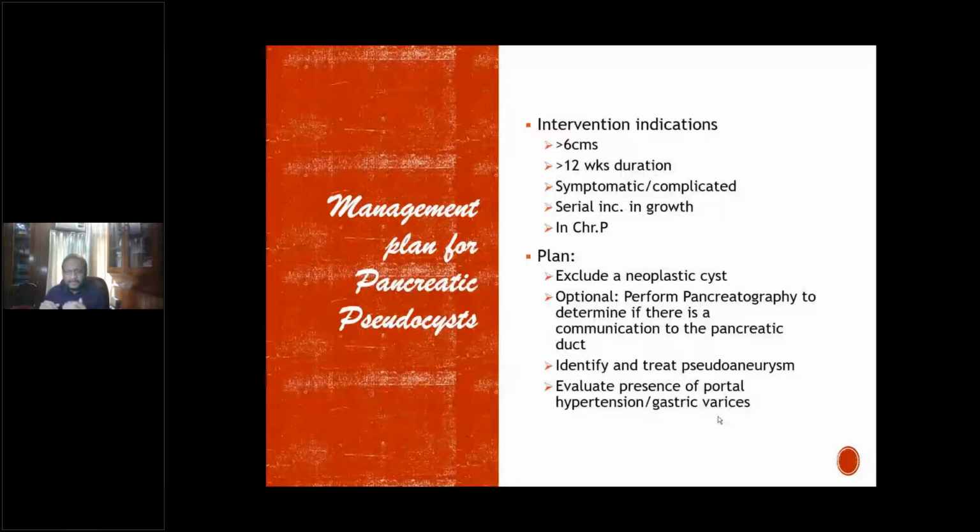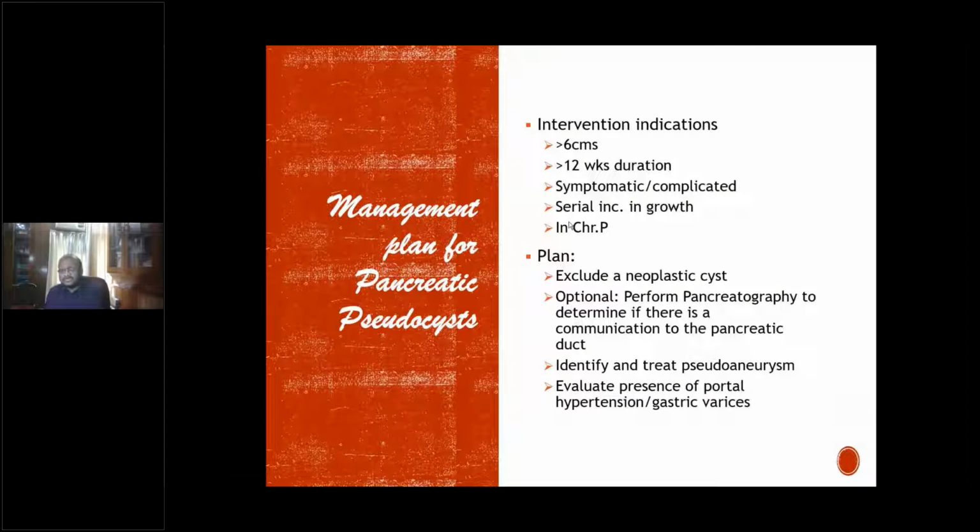So management plan for a pseudopancreatic cyst: when would you intervene? If for the first time it is more than 6 centimeters in size, it has already been 12 weeks that it has been present in that particular area, it is symptomatic or complicated, or you're doing a serial follow-up of a pseudopancreatic cyst and there's an increase in growth, then you have to intervene.